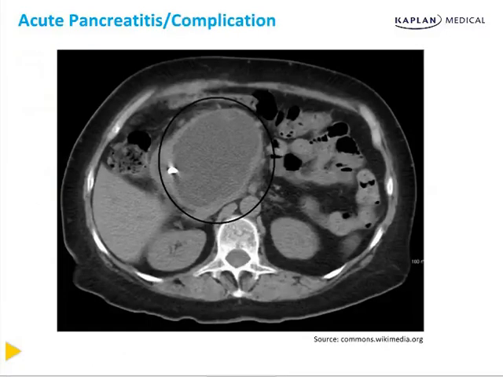Here's a CT scan demonstrating a pseudocyst. It happened about 4 to 6 weeks after a bout of acute pancreatitis secondary to alcoholism.